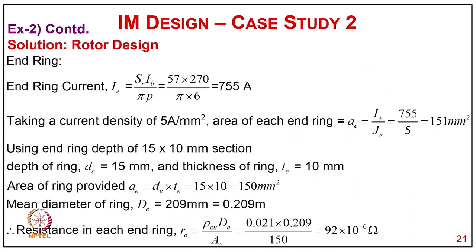Now coming to the end ring calculation, the end ring current is IE equal to SR upon pi P into IB. Putting the value, it comes to 755 ampere. Taking a current density of 5 ampere per millimeter squared, the area of the ring is AE equal to IE upon JE, so it comes to 151 millimeter square. So using an end ring of 15 into 10 section, the depth of the ring is D equal to 15 millimeter and the thickness is T equal to 10 millimeter, and the area of the ring provided is A equal to D into T, that is 150 millimeter square. The mean diameter of the end ring, DE, is 0.209 meter. So the resistance of each end ring, RE equal to rho CU pi DE upon AE. Putting the value, it comes to 92 into 10 power minus 6 ohm.